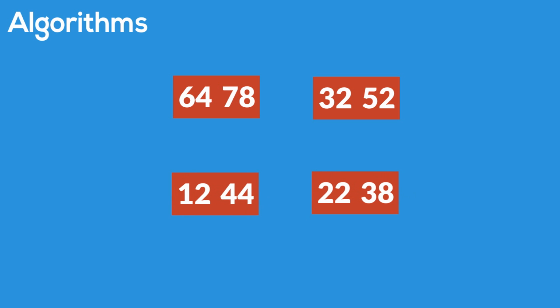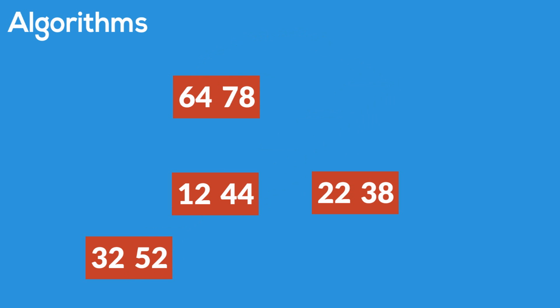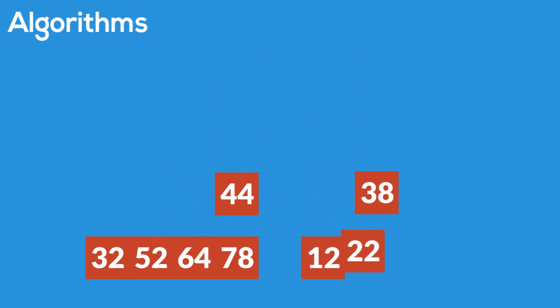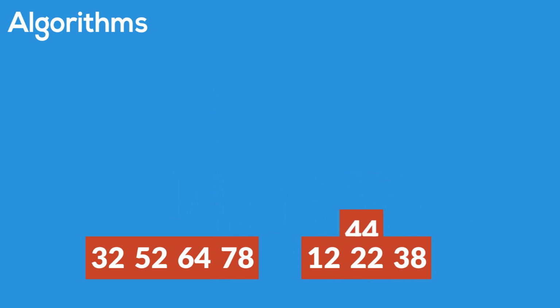Here, we're going to put them back into 2 chunks again. We'll start with the first pair's first number. Is 64 less than 32? Nope, put 32 first. Is 64 less than 52? Nope, put 52 next. Then we can add 64 and 78. Then just do that again with the other chunk, and you'll end up with this. 32, 52, 64, 78, and 12, 22, 38, and 44.